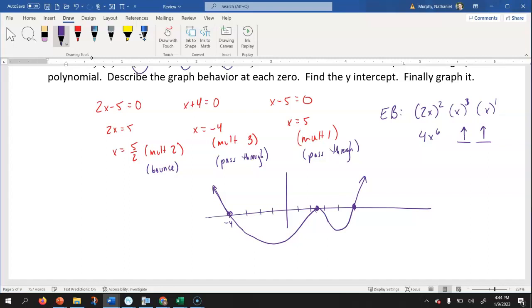All right, so that is the end of Chapter 2, Part 1.